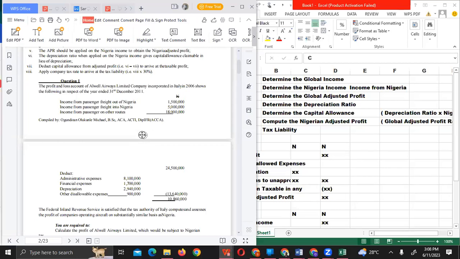Income from passenger flights out of Nigeria, 1.5 million. Income from passenger flights into Nigeria, 5 million. Income from passenger on other routes, 18 million. Total, 24 million.